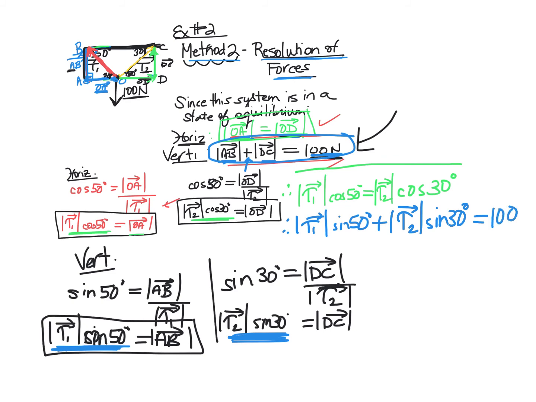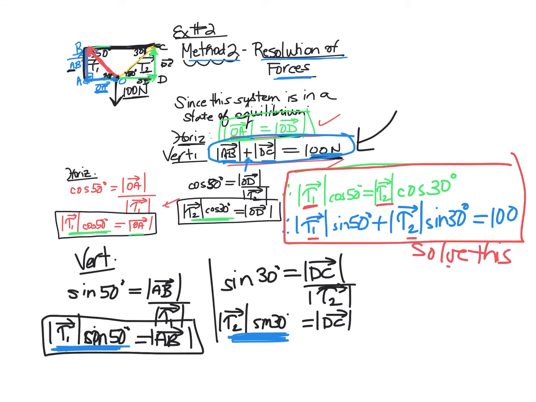So look what I have now. I have two equations with my two unknowns that I'm trying to solve for. So I have a system of equations. How do you solve a system of equations? Substitution or elimination, right? That's what I'm going to do now. I'm going to solve this system because what I'm trying to find is the magnitude of the tension 1 vector and the magnitude of the tension 2 vector.